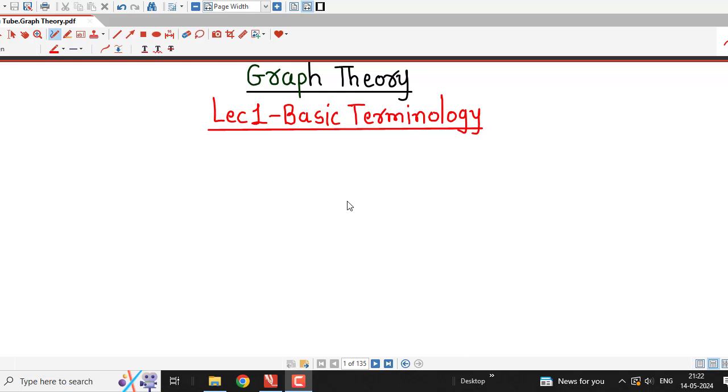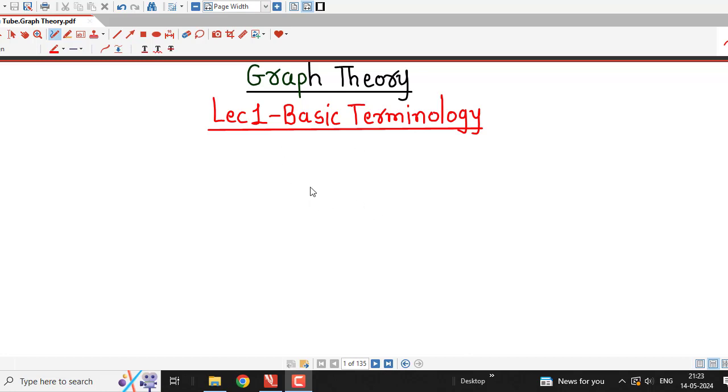From this lecture onwards, we are going to discuss graph theory, which is an important topic of the subject discrete mathematics. In this lecture, we will understand the basic terminology of graph theory, and we will extend different concepts of graph theory in upcoming lectures. So first we understand what is the meaning of graph.